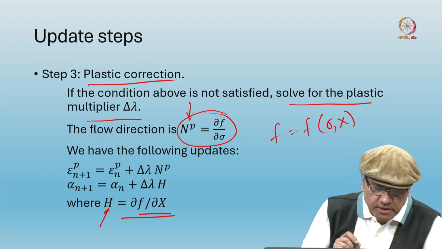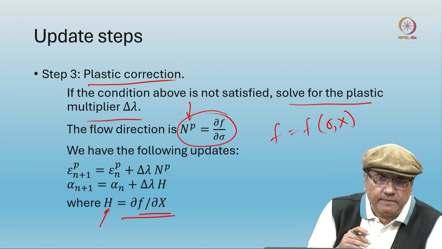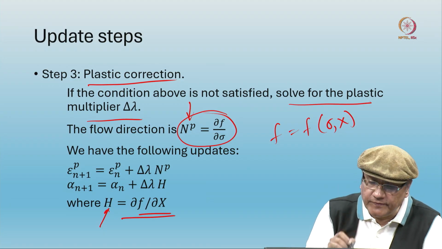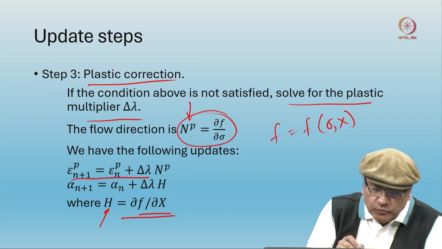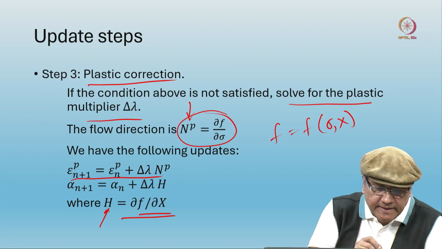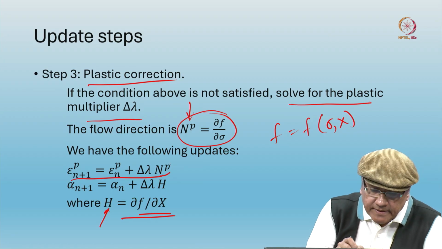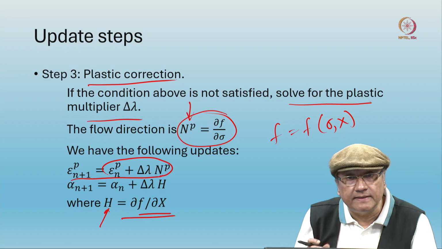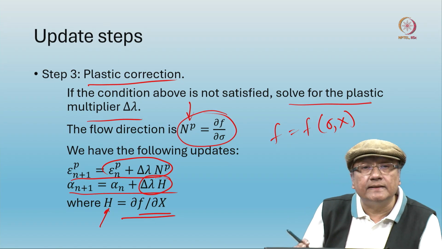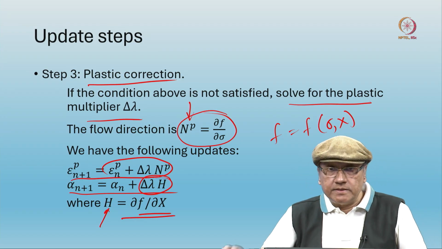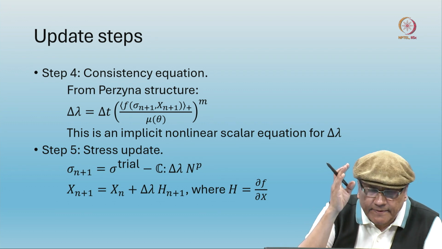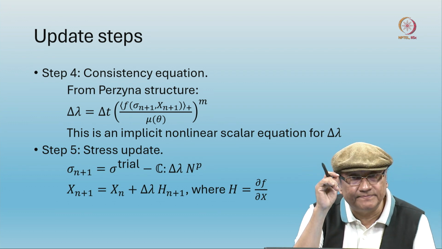Now, you can actually do these updates provided you find some appropriate governing algebraic equation to find delta lambda. We have not yet said how to find delta lambda, but if you know delta lambda, then epsilon n p plus 1 can be found simply by adding to epsilon n p delta lambda times n p. Similarly, alpha n plus 1, but here it is delta lambda times h. So, these are trivial. What actually is important here, what is the equation for delta lambda?